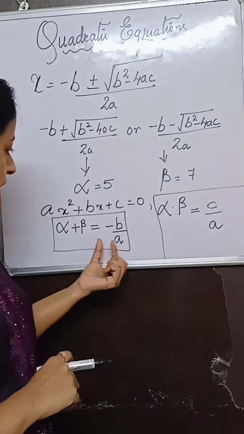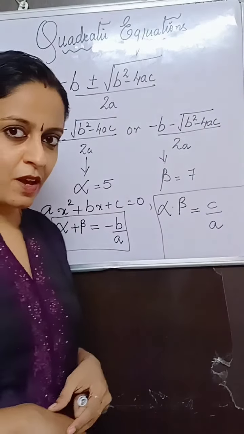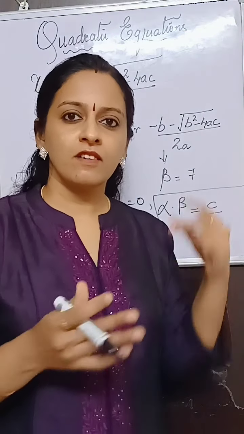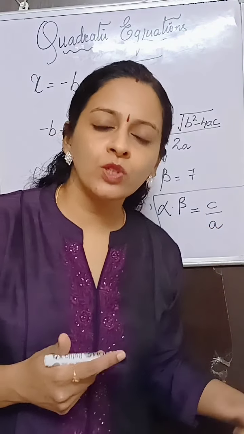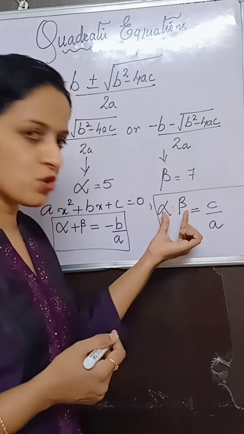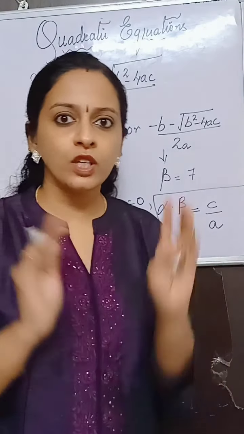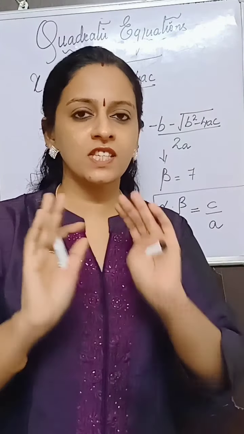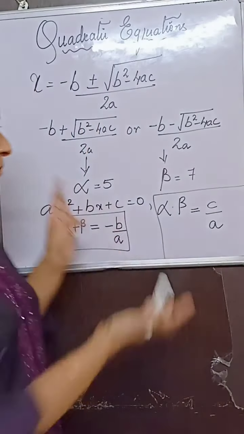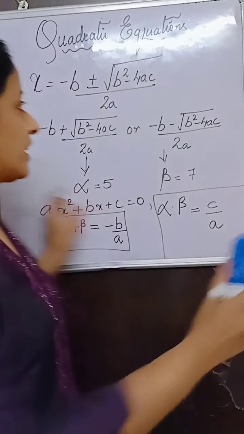How will you remember? In both relations, a is the denominator. Remember it like that. First, the sum of the roots is equal to minus b upon a. The product of the roots, that is alpha and beta, is equal to c upon a. Understood? So this is the first thing I wanted to tell you. Now going to the next concept. Please write down the formula. Okay. Now I'll go to the next part.